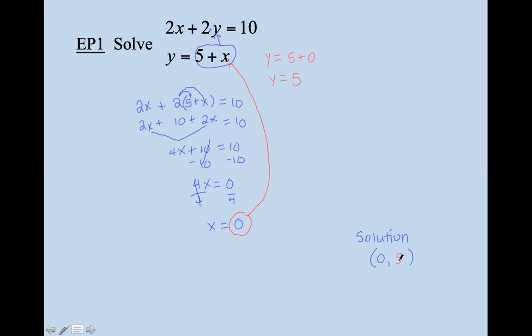All right, so we've been working mostly with the second one, right? We know that x was 0 and y was 5. This ordered pair 0, 5 should also work in this top equation. So let's see. 2 times 0 is 0. 2 times 5 is 10. And that's equal to 10. So it does work in both equations. So my solution is 0, 5. And that's the substitution method. Let's look at another example.